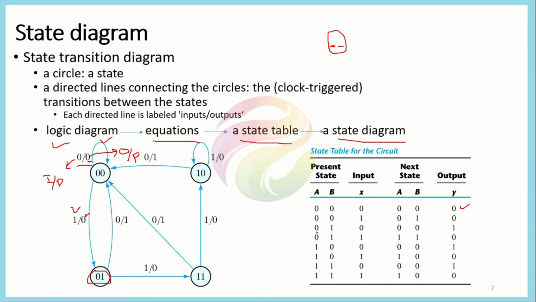Then we say that if the current state is now 0 1, and an input value equal to 0 occurs, then what would happen? Our next state would again be 0 0. So if we are at state 0 1 and an input of 0 occurs, we would move back to the original state, that is 0 0, and at that time the output would be equal to 1.